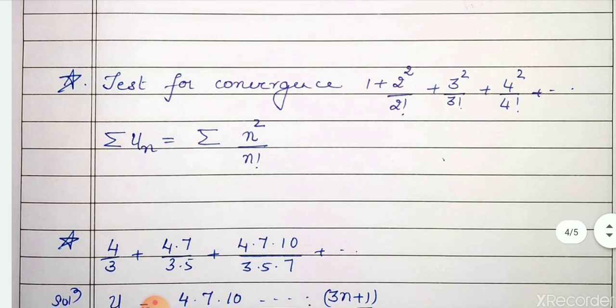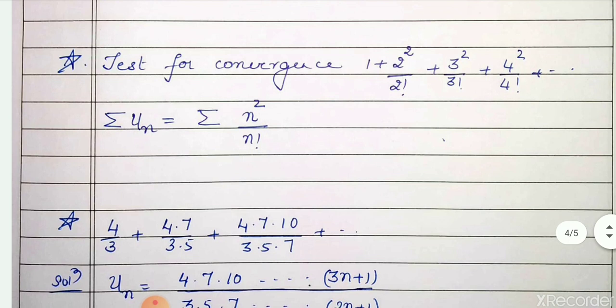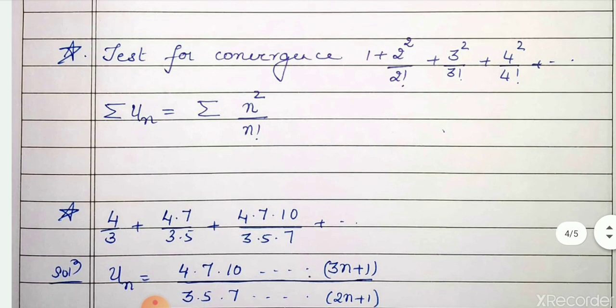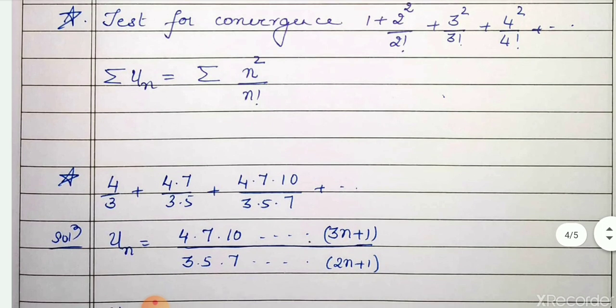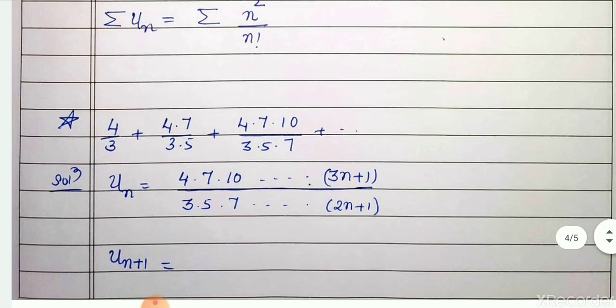Next is test for convergence 1 plus 2 square by 2 factorial plus 3 square by 3 factorial and so on. So this is an easy term to write. Nth term is going to be n square by n factorial. Okay, this example you'll have to go by D'Alembert ratio test. Write un plus 1, go for the ratio. You can work it out.